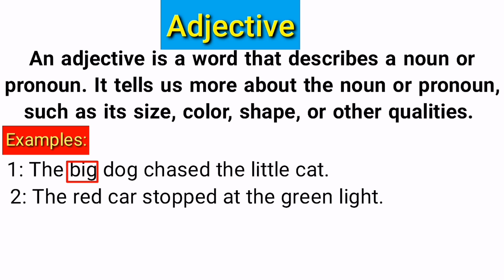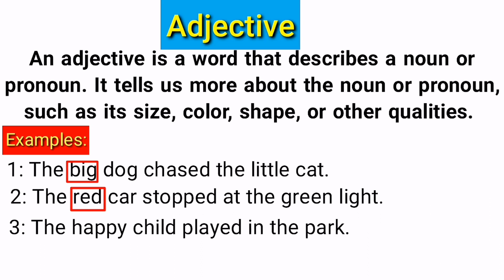The red car stopped at the green light. The adjective, red, describes the color of the car. It tells us that the car is red in color. The happy child played in the park. The adjective, happy, describes the mood of the child. It tells us that the child is feeling happy.